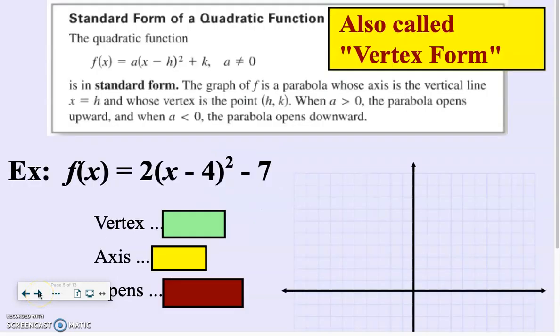Again, we talked about them in chapter 1, but they don't go away. It's not like, all right, that was how we graphed in chapter 1, now let's graph a different way in chapter 2. That doesn't happen. We've got our standard set of rules. All right, so standard form of a quadratic function.